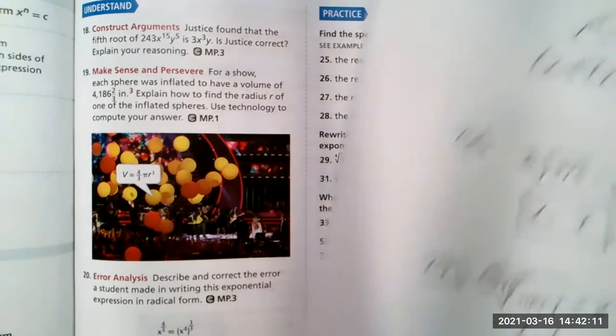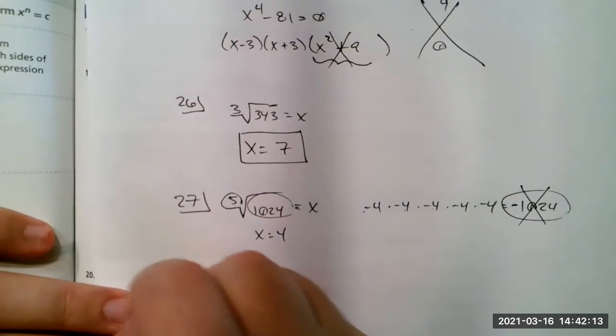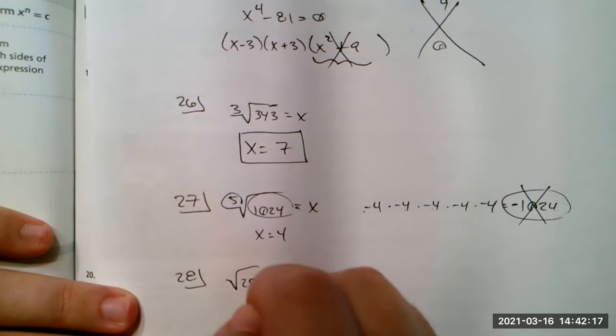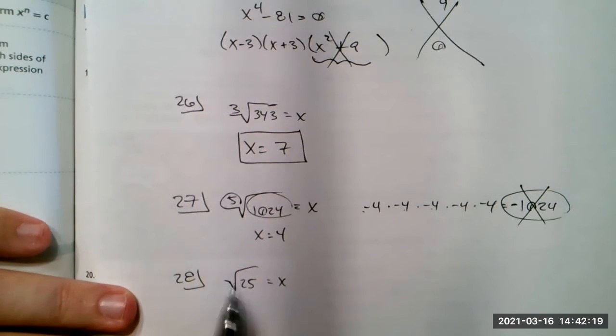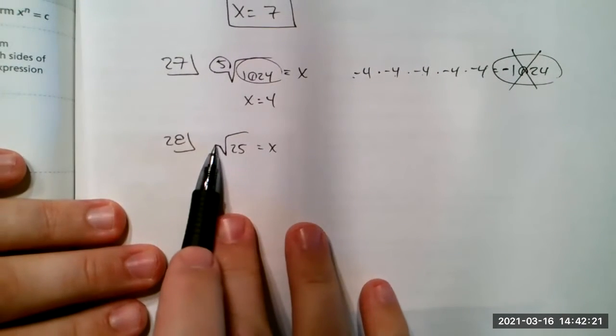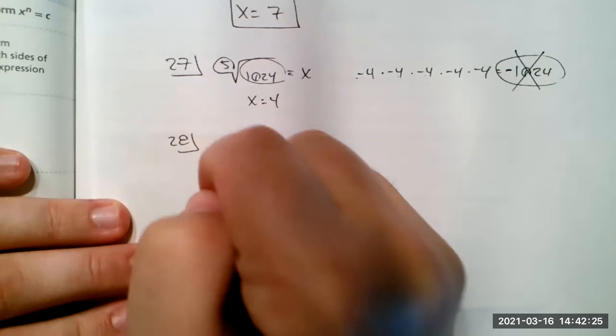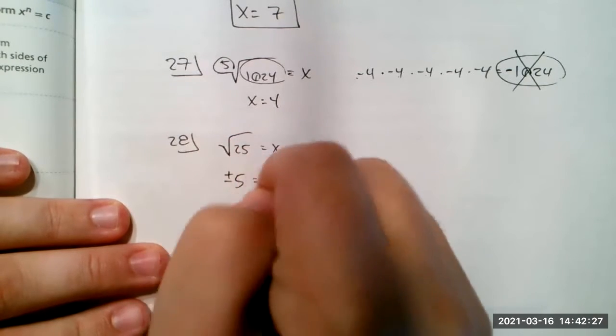The real square root of 25. So this should be pretty easy. So the square root of 25. Keep in mind when there's no index written here, it's just the square root. So the square root of 25 is positive and negative 5.